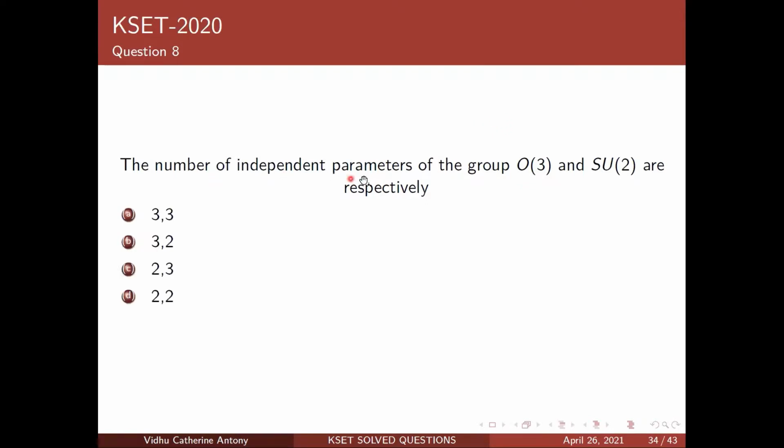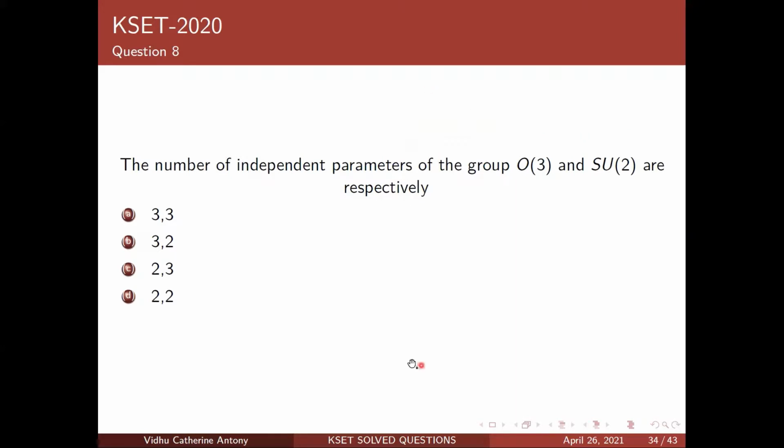They've asked for the number of independent parameters of the group O3 and special unitary of dimension 2 respectively. Okay, so I wouldn't say dimension. This is basically n. Dimension basically refers to the independent parameters that you have or the generators that you have. So these independent parameters are also known as generators, and also known as, what did I say a couple of seconds ago? Dimensions. So you have dimensions.